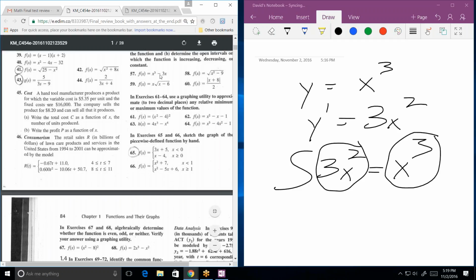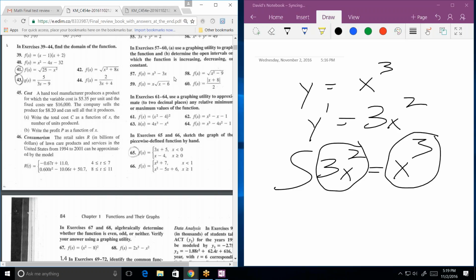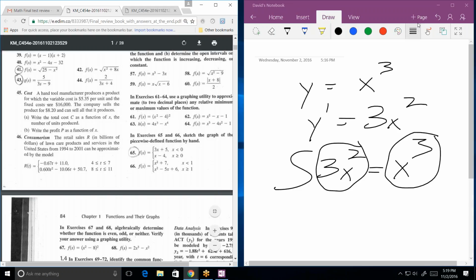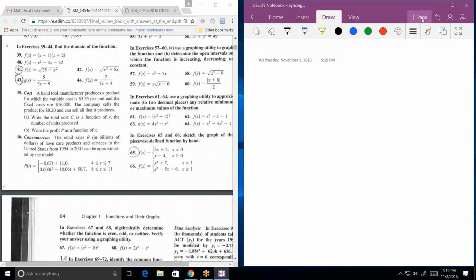Some of these might be a little more useful to you. In terms of calculus, it's huge knowing where the function is increasing or decreasing. In other words, things that I'm seeing on questions 57 through 60. But that's okay. Let's look at 45. 45 is not bad either.